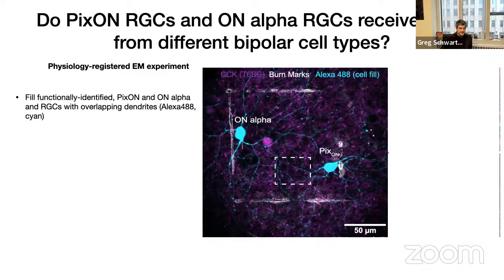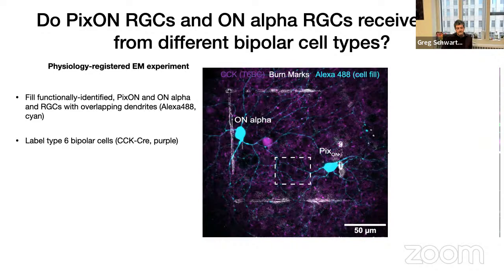So you have to find a pixon and an on alpha right next to each other with no transgenic labeling, just because of how they're responding. So he searches around, he finds an on alpha and a pixon in close proximity to each other. Then he fills them both with Alexa-488, and that's shown in cyan here. We do this in a line in which type 6 bipolar cells, which I've shown previously are the dominant input to on alphas, are labeled. This is a CCK Cre line, and they're labeled purple in this image.